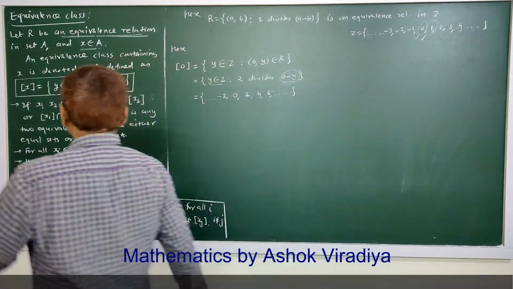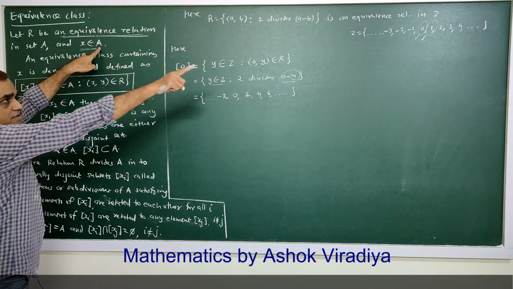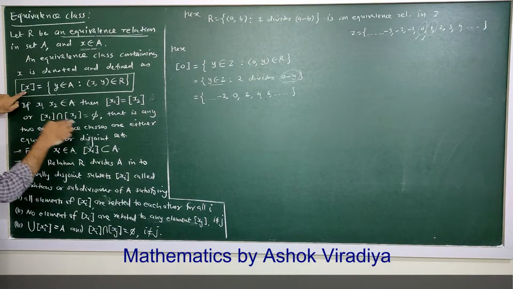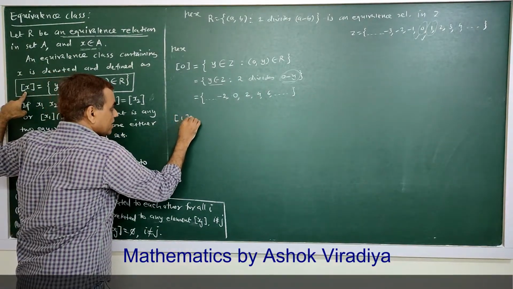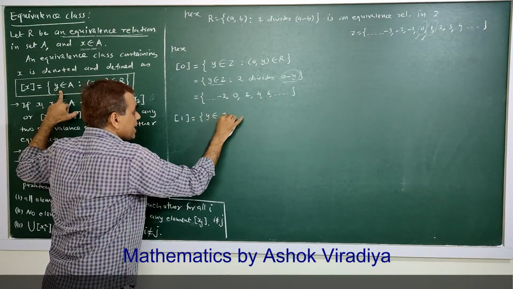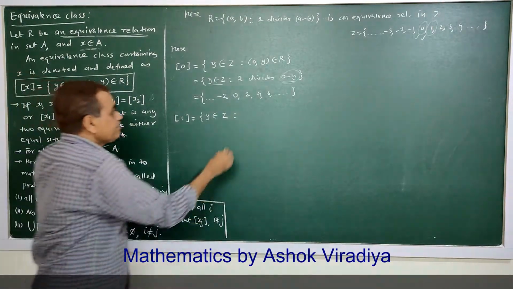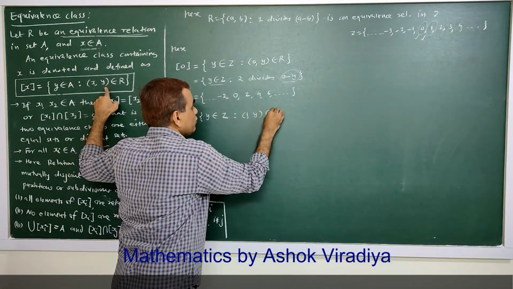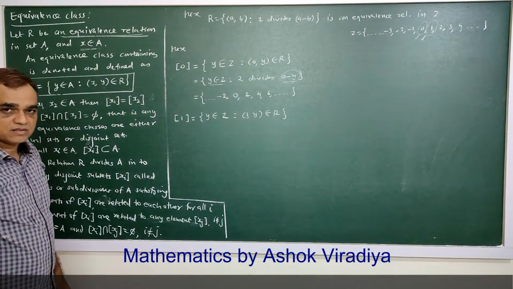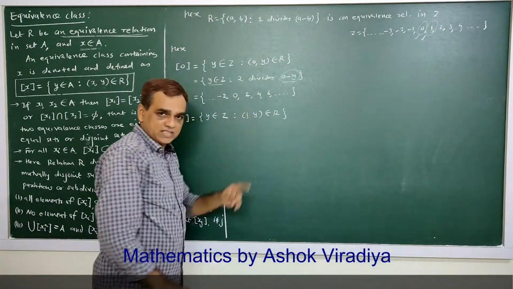So now say 1 belongs to Z. Here Z is Z. 1 belongs to Z. Now I keep here 1. Equivalence class containing 1. It is the set of all y belonging to Z such that here we have taken 1, so (1, y) belonging to R. X is replaced by 1. So this is the set of all numbers which are related with 1.